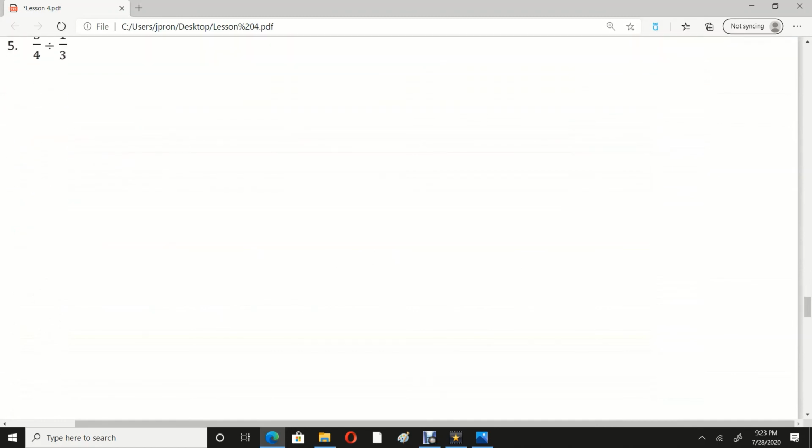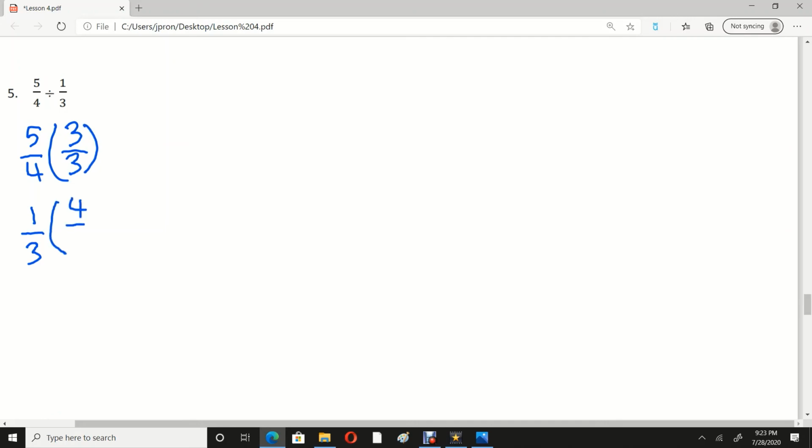All right, and for the last one, we have 5/4 divided by 1/3. So again, we want these to have common denominators, so we're going to take them down here, and we're going to multiply each one of these fractions by the other one's denominators. So 5/4 we're going to multiply by 3 over 3. 1/3 will multiply by 4 over 4. And this will end up giving us common denominators. 3 times 5 is 15. 3 times 4 is 12, so 15/12 is equal to 5/4.